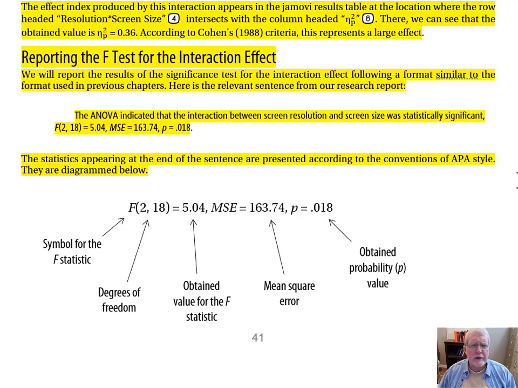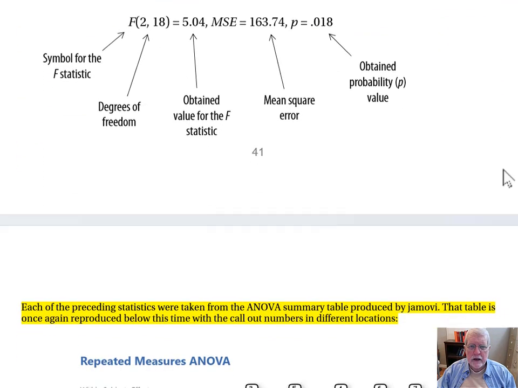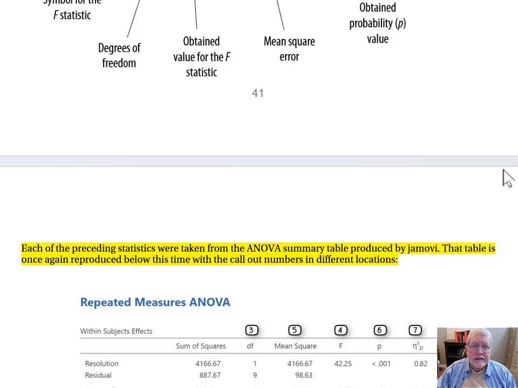The statistics appearing at the end of this sentence are presented according to the conventions of APA style. They are diagrammed below. I took these statistics at the end of this sentence, reproduced them here, and I have labeled each of the parts. Here's our symbol for the F statistic. Here's our degrees of freedom. Here's our obtained F value. You've seen this kind of diagramming done in previous chapters. What do I have to say about it?